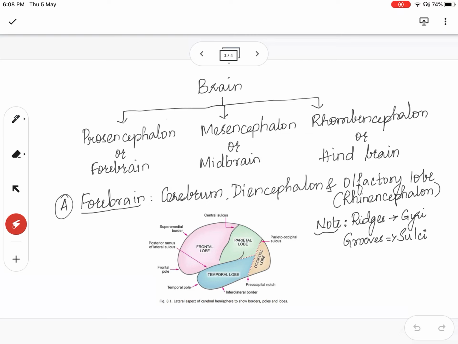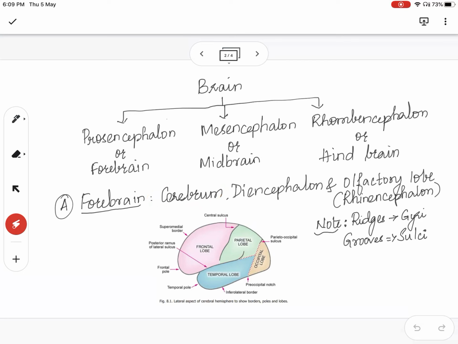Now, the forebrain comprises three different parts: cerebrum, diencephalon, and olfactory lobe, which is also called rhinencephalon. In diencephalon, I'll be telling you about the different categories that you study here. It's a chamber in the forebrain. We will be dealing with epithalamus, thalamus, and hypothalamus under this diencephalon. Now, starting with the first one, that is the cerebrum.